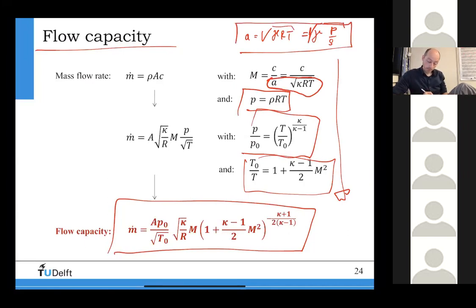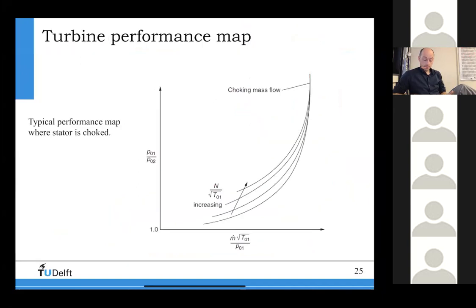So the Mach number is velocity divided by speed of sound, and if you do that, you will get this flow capacity equation. I will show you now one example of how such a thing might look, and it's a very special case. Okay, before I show you this case, I will show how such a performance map for a turbine looks, which is what you encounter in industry.